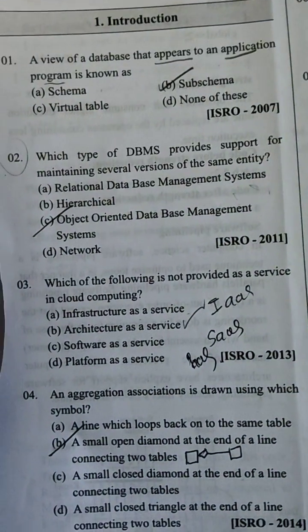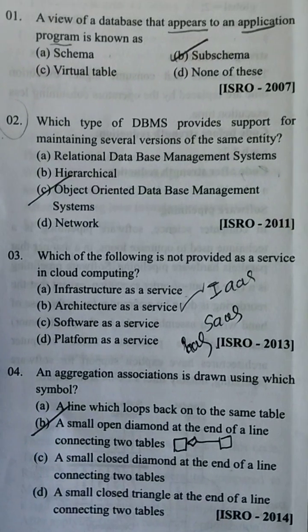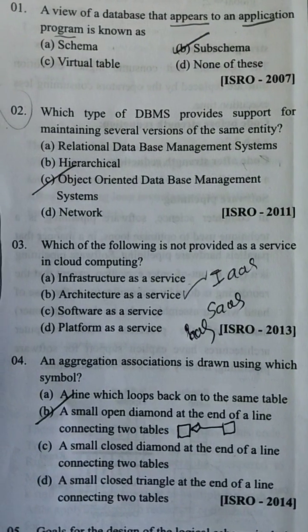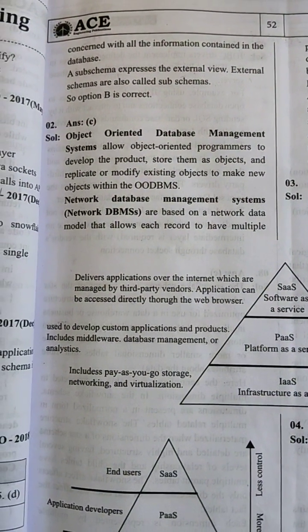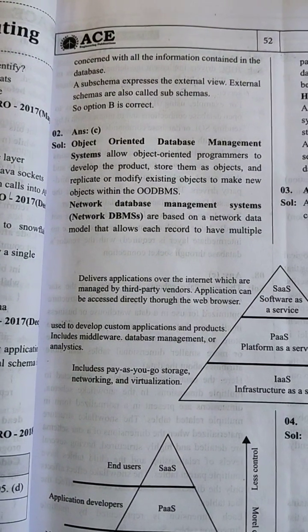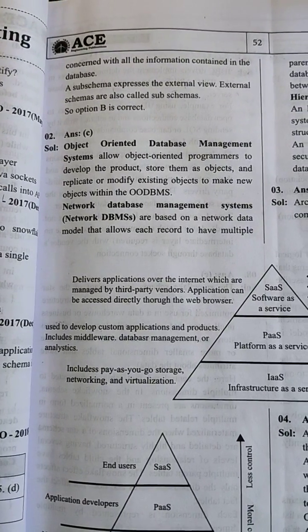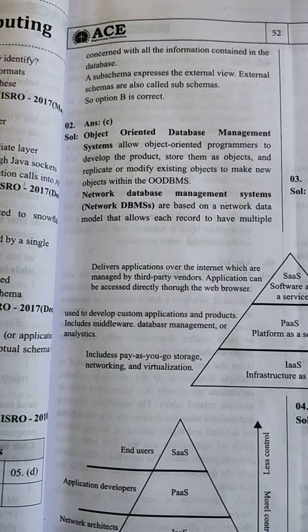Okay. Which type of the DBMS provides the support for maintaining several versions of the same entity? The object-oriented database management system. The object-oriented database management systems allow object-oriented programs to develop the product, store them as an object, and replicate or modify existing objects to make new objects within the DBMS.